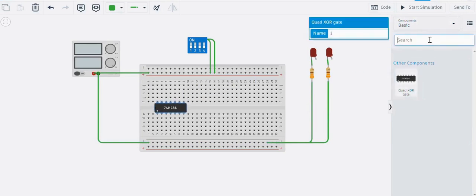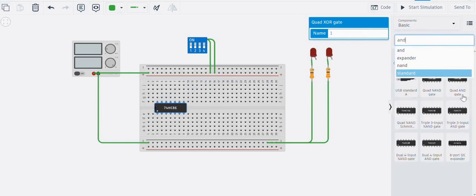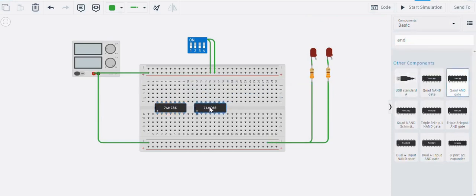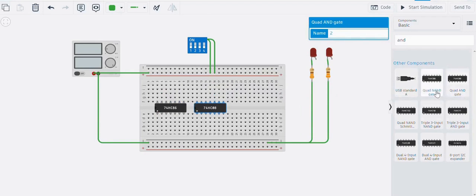So we search XOR here and we place it here. So IC 7486. So next one we take as a 7408 because there is also an AND gate and we need that here. So basically we need to give them power at this 14th pin. So there are 14 pins in both of these ICs.